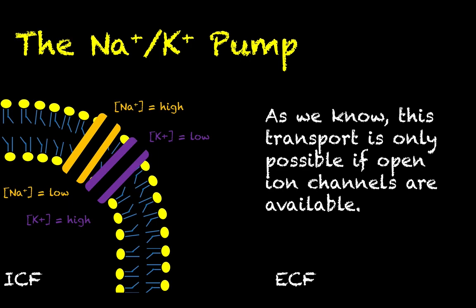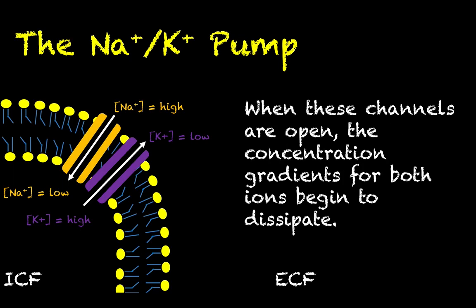So, if we were to imagine a situation in which we have available and open ion channels for both sodium and potassium, and recall that these ion channels are necessary for either sodium or potassium to move across the membrane because of their strong electrical charge, then both sodium and potassium would move down their respective concentration gradients, and as they do so, these concentration gradients would begin to dissipate because sodium would be moving from where it is highly concentrated to where it is more lowly concentrated, and similarly we would see the same thing for potassium.